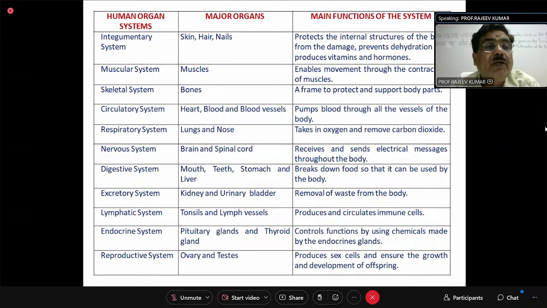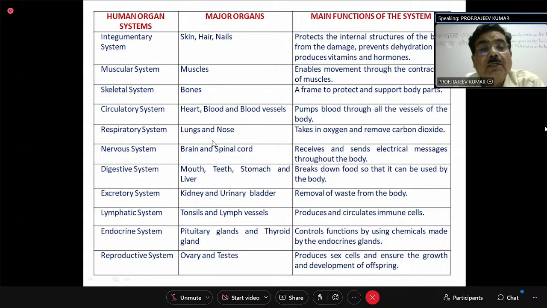For example, the integumentary system has skin, hair, and nails, and it has a specific function in the body. Similarly, the muscular system involves muscles, and it has its own functioning. The skeletal system involves bones. It frames, protects, and supports the body. The circulatory system is a very important and vital system: heart, blood, and blood vessels, where the blood is pumped by the heart and passes through the whole body.